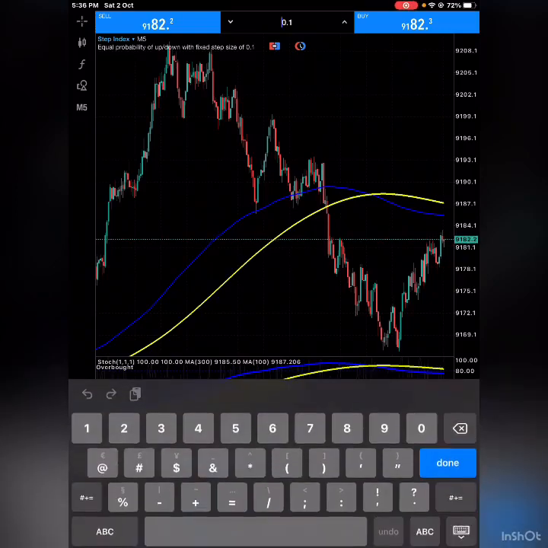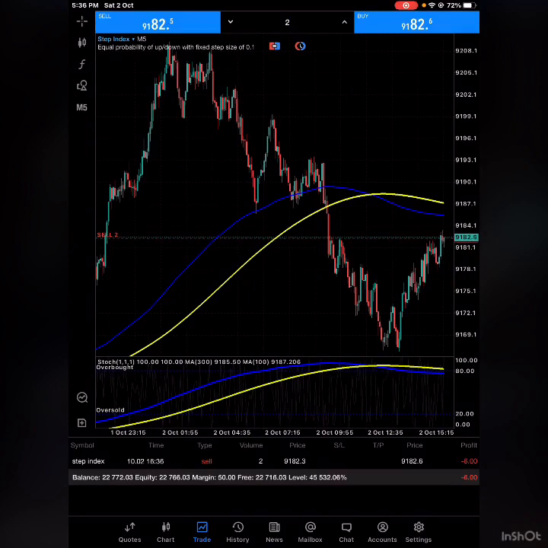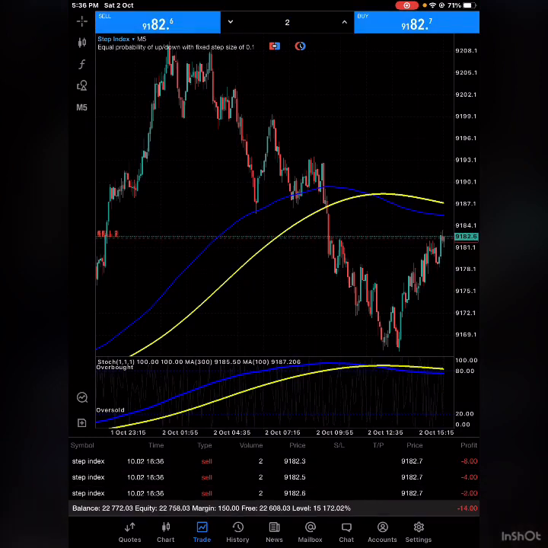Okay, welcome. Now this is Step Index and I will be selling now. Though this is a demo account, I want you to follow me quickly with this analysis. This analysis is just simple. It's not price action based.